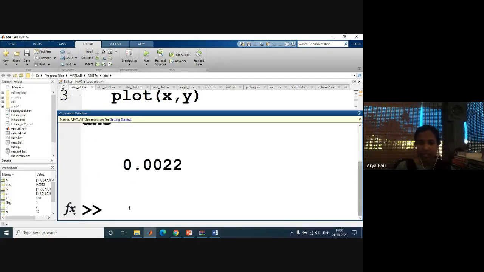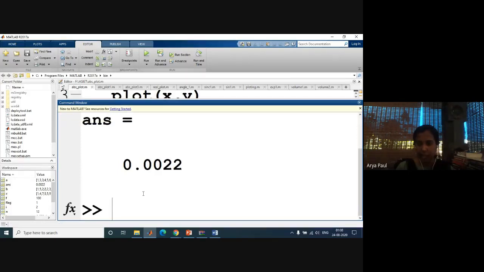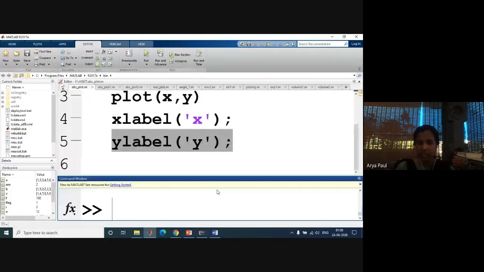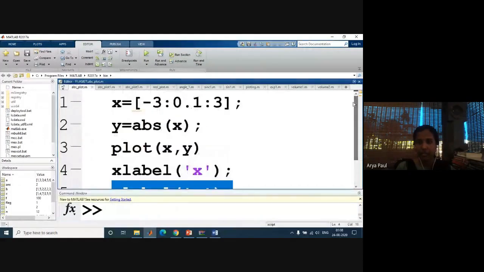Next, last class I discussed ABS. ABS of minus 3 will be 3. ABS of minus 2 will be 2. This function we have already seen. Now, using an ABS function, you can plot a graph, with the y-axis and x-axis, y equal to ABS of x.